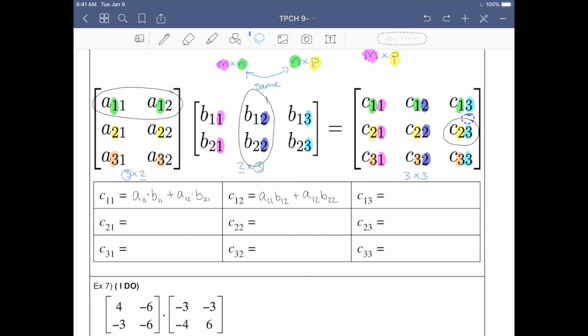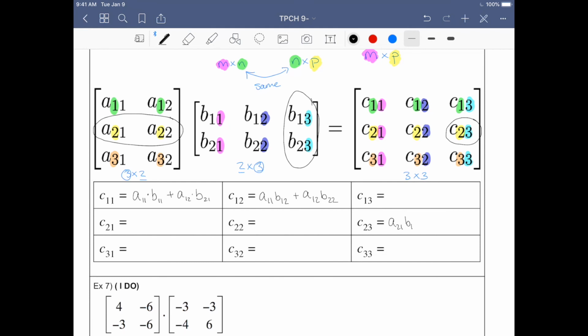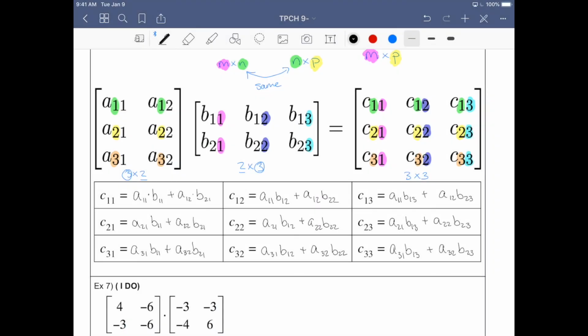Suppose I wanted to know what would go here. So in order to do that, I need the second row of the first matrix, and I need the third column of the second matrix. So in order to get that, I do A21 times B13 plus A22 times B23. And I'll actually finish the rest of this, so I'll be right back. All right, here's the rest of it. Go ahead and pause the video and record it on your paper.